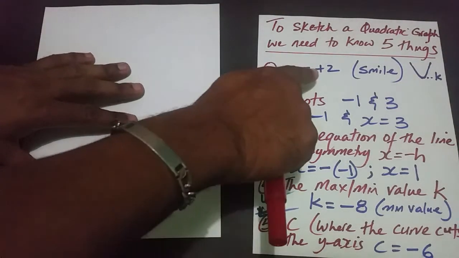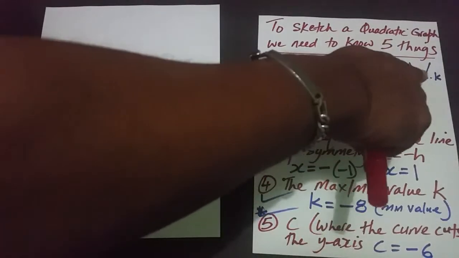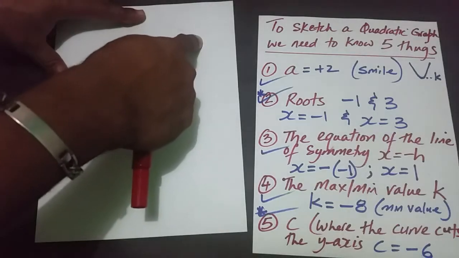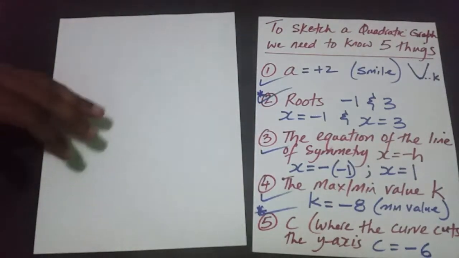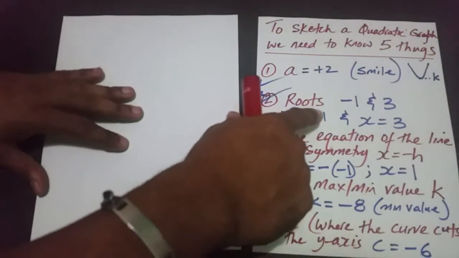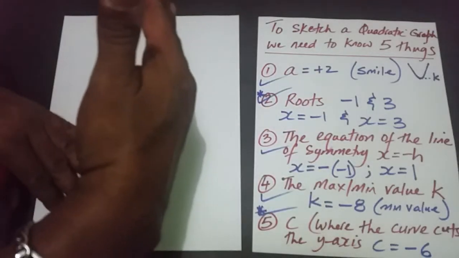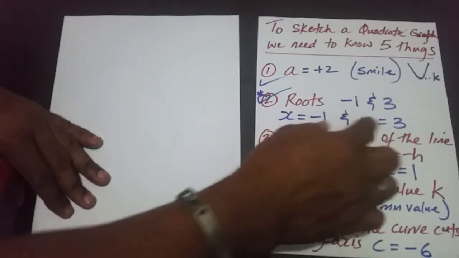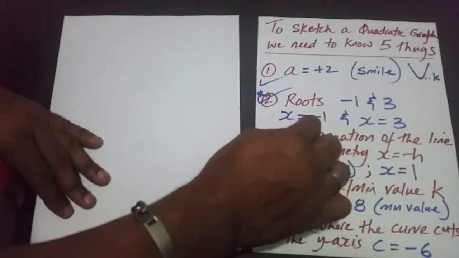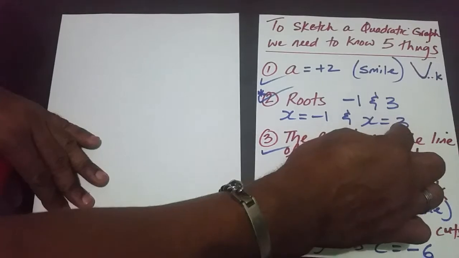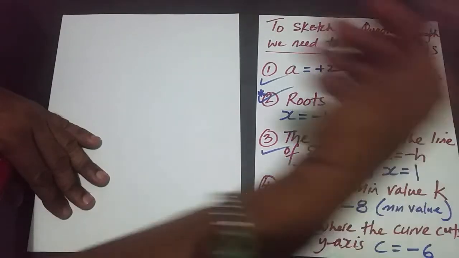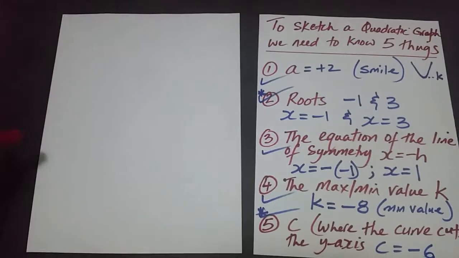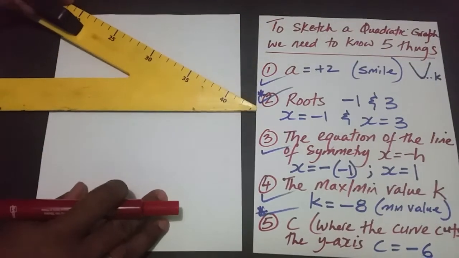Now I know that I'm going to get a smile because the value of a is positive, so I know the curve is going to come this way. The next thing I want to do is look at the roots to determine if I should put my y-axis a little bit right or left, depending on the values on the x-axis. The larger value is on the positive side of the x-axis, which means more to the right side of the y-axis. I just want to keep that in mind.